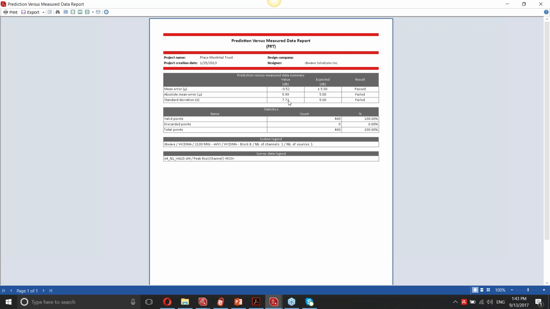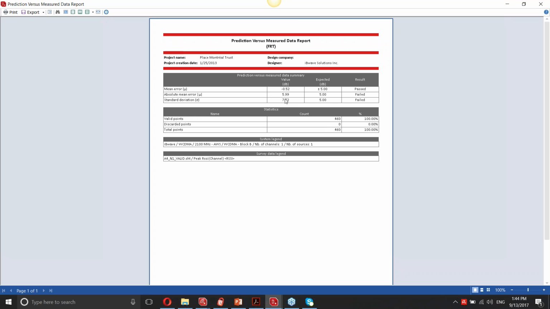But now I have shown you what steps need to be taken. You basically need to have 2 sets of data, one for calibration, one for validation. You need to remove fast fading. And once you do that, you are ready to do your calibration.